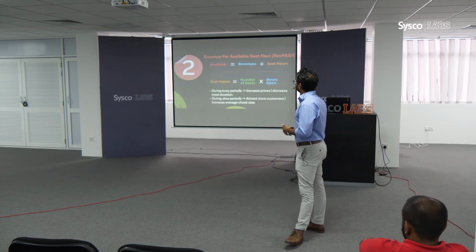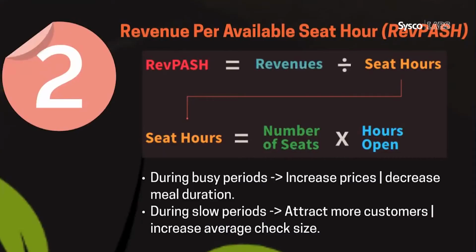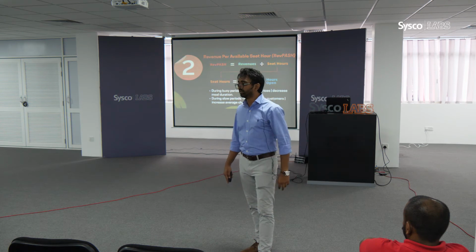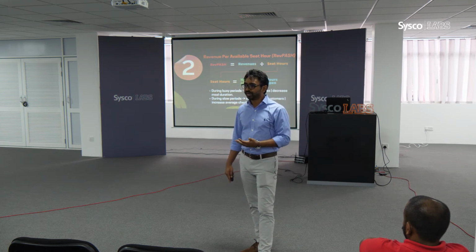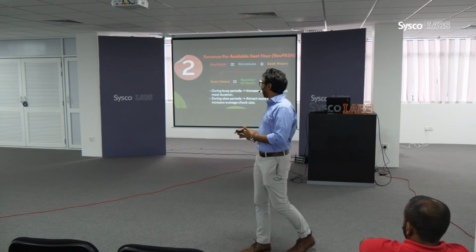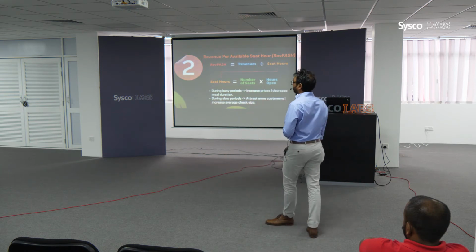Next one is revenue per available seat hour. This is kind of like a formula that they look for. It's a basic concept again. You have your seating capacity. How much money per seat per hour are you making? It's an indication of how successful you are as a restaurant, right? So you want to maximize this. You want to maximize the available capacity and make revenue out of that.